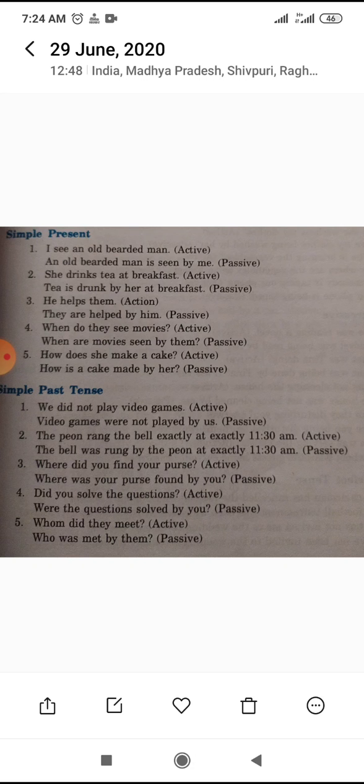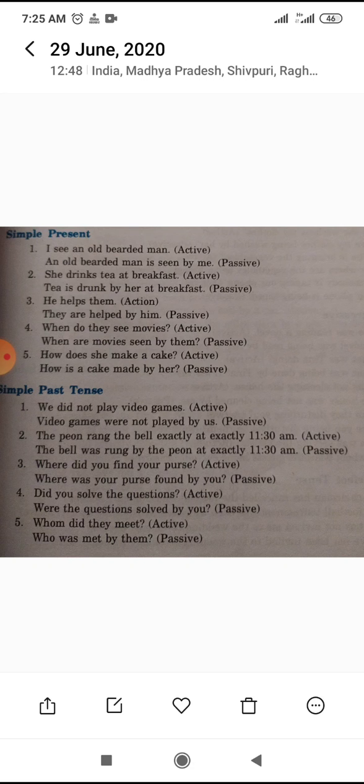How does she make a cake? This is the active voice. And how is a cake made by her? Simple thing, like we did in sentence number 4.